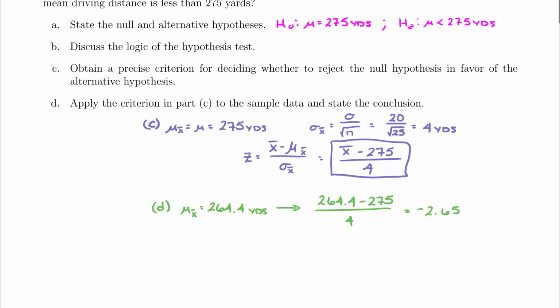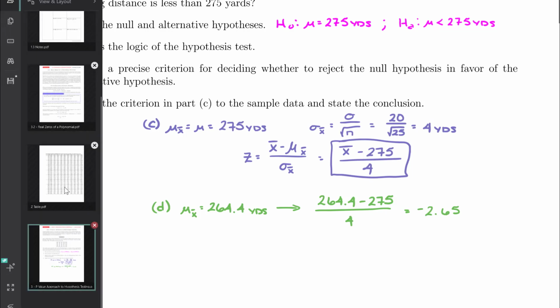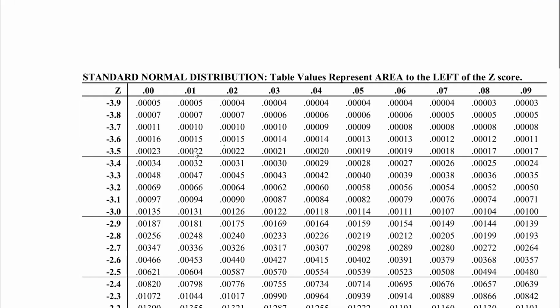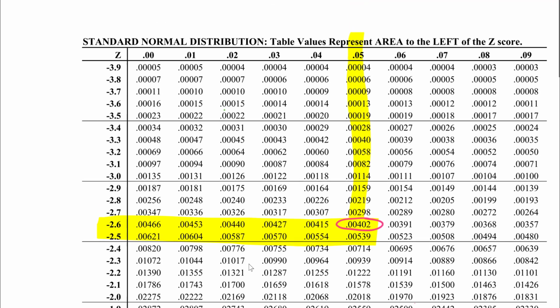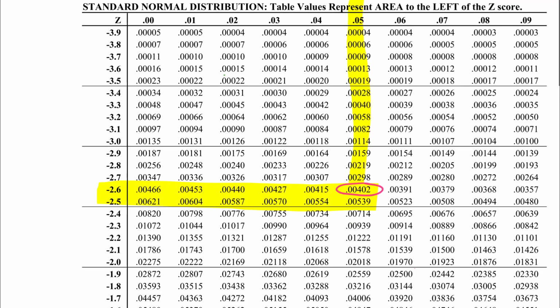Once we've computed this standardized version of the sample mean, we ended up with the negative 2.65. What we want to do now is go back and look at the z table again. We're going to find negative 2.65 on the z table. So here's negative 2.6, negative 2.65, and we get an area of 0.00402. So we're going to use that value, that area under the curve, 0.00402.